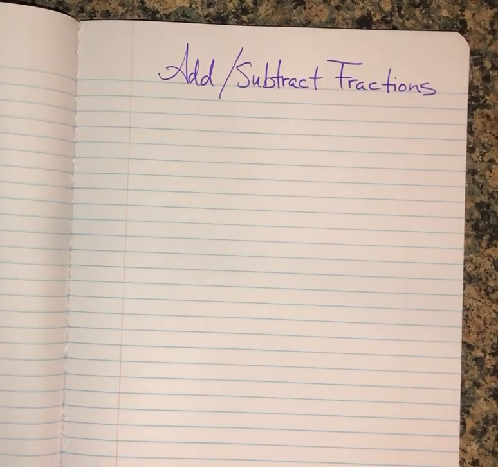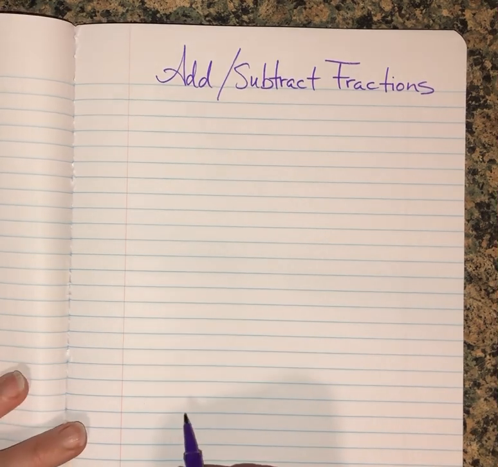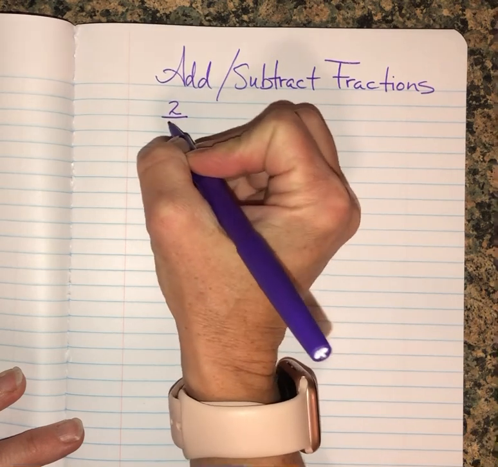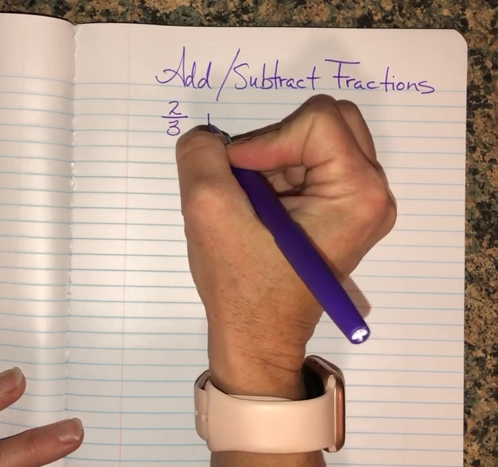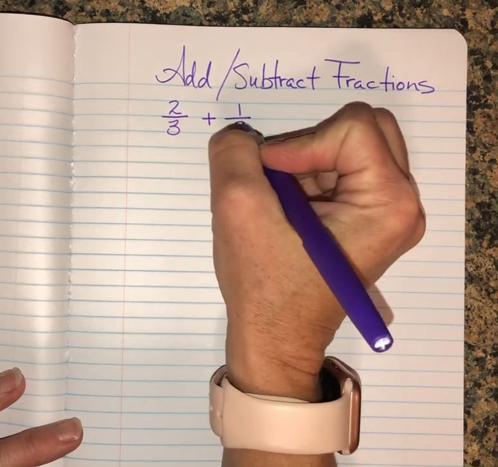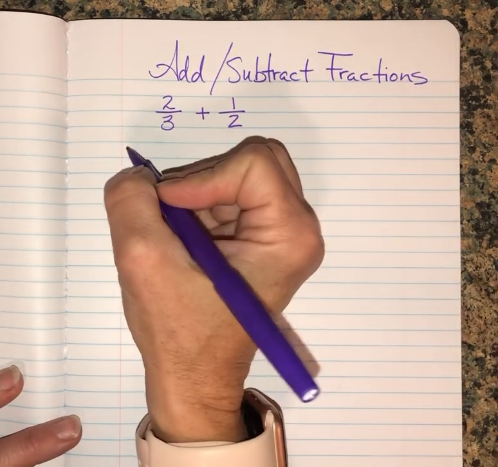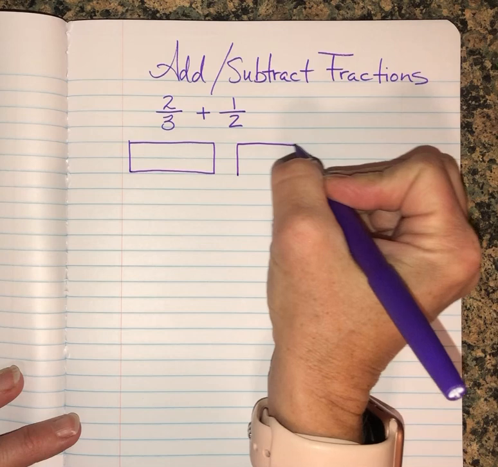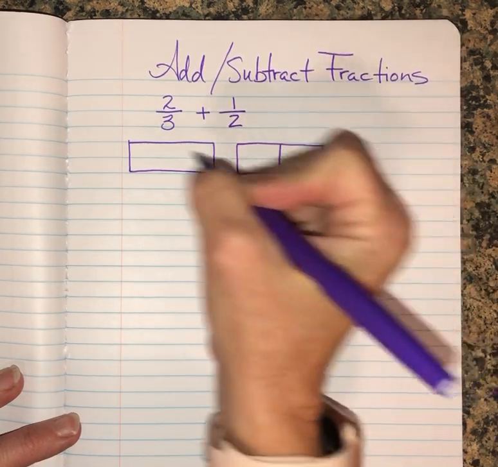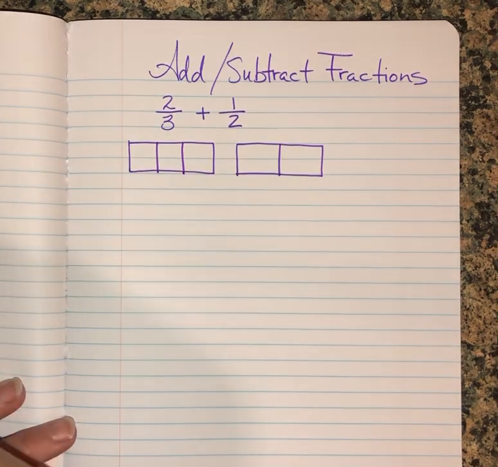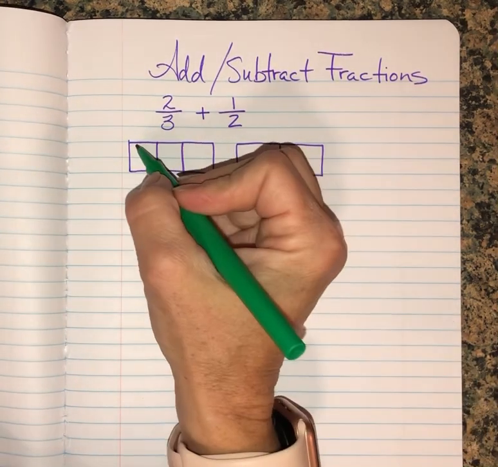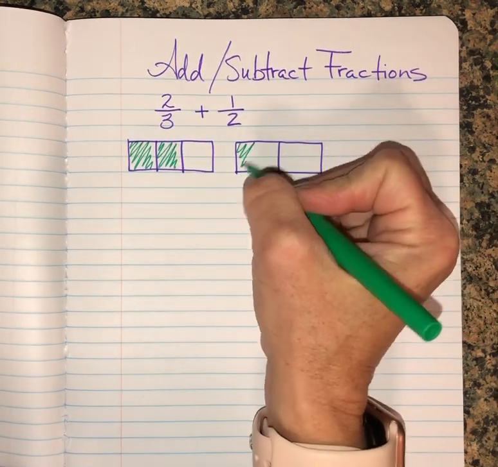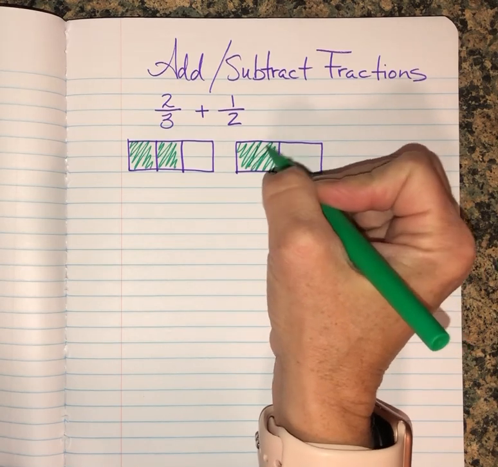In this video, I'm going to show you how to add and subtract fractions with unlike denominators. So if we have a fraction combo like 2/3 and 1/2, if you think about what 2/3 looks like and 1/2, you can see that we're not dealing with the same size pieces. 2/3 looks very different size-wise than 1/2. We cannot add them until we have like denominators.